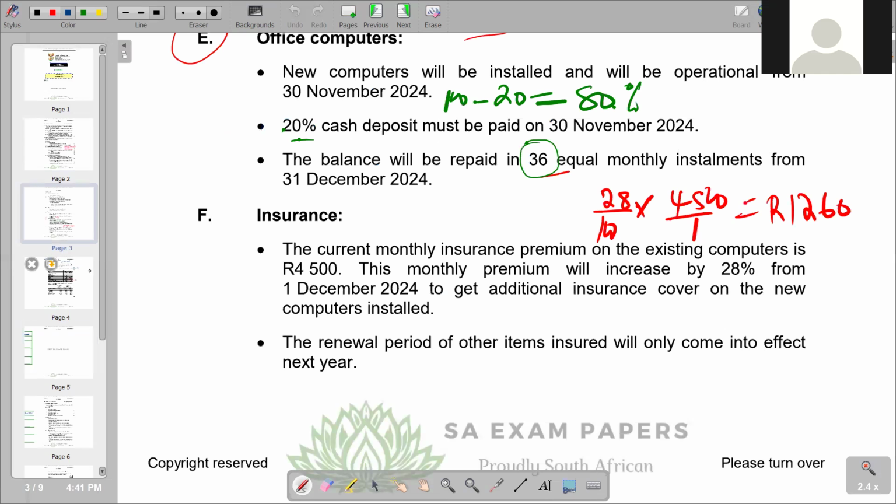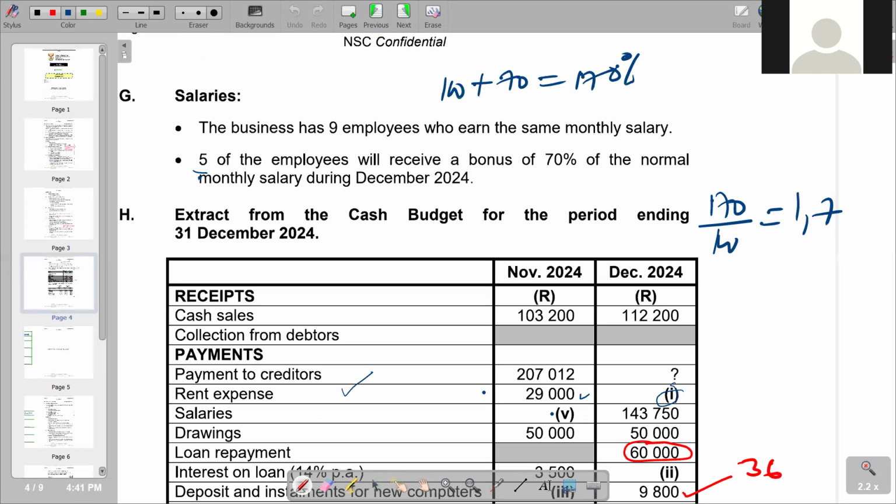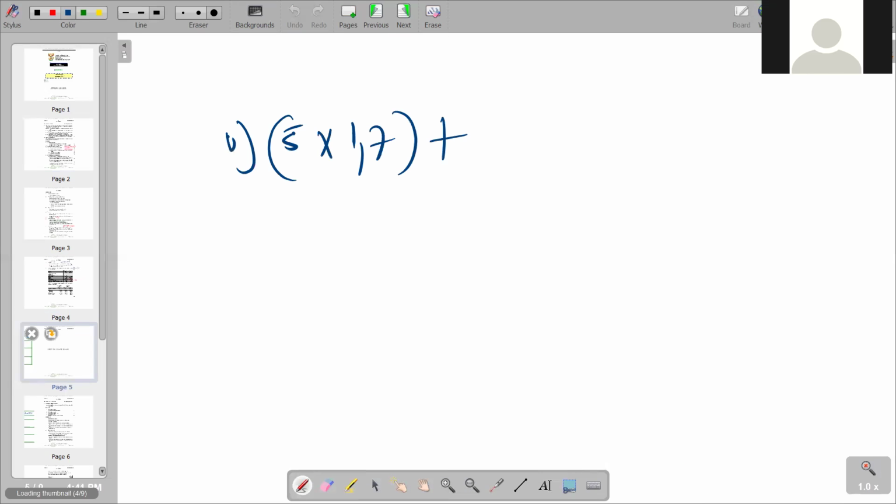Then the answer that we get, we add to the remaining number of employees, which is 9 minus 5. So if you say 9 minus 5, you get your 4. So it means 4 of the employees are the ones that are not going to get the bonus. So we add to get the total. So you're going to see that the answer that you're going to get is 12.5.